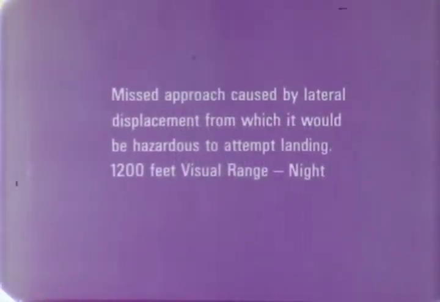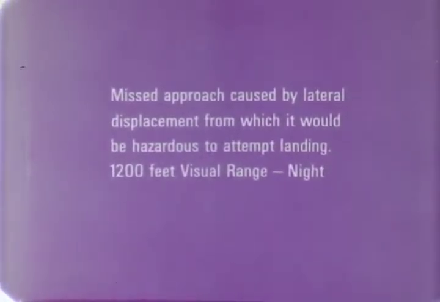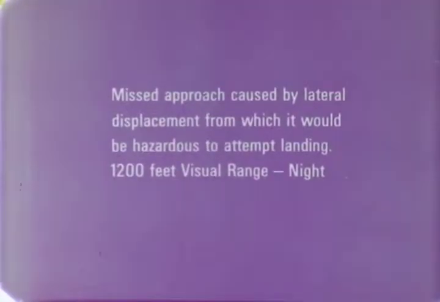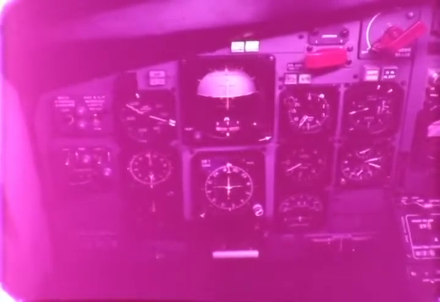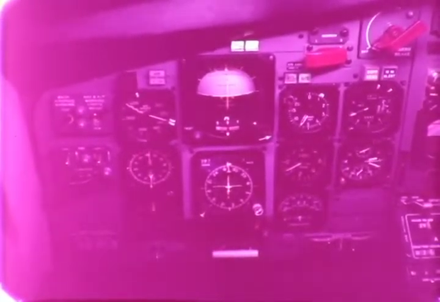Missed approach caused by lateral displacement from which it would be hazardous to attempt landing. 1,200 feet visual range, night. The following approaches are auto-coupled down to decision height of 100 feet. The inbound course is 281 degrees to a sea level airport, altimeter 29.92 inches, approach speed 135 knots or V-thresh plus 5.